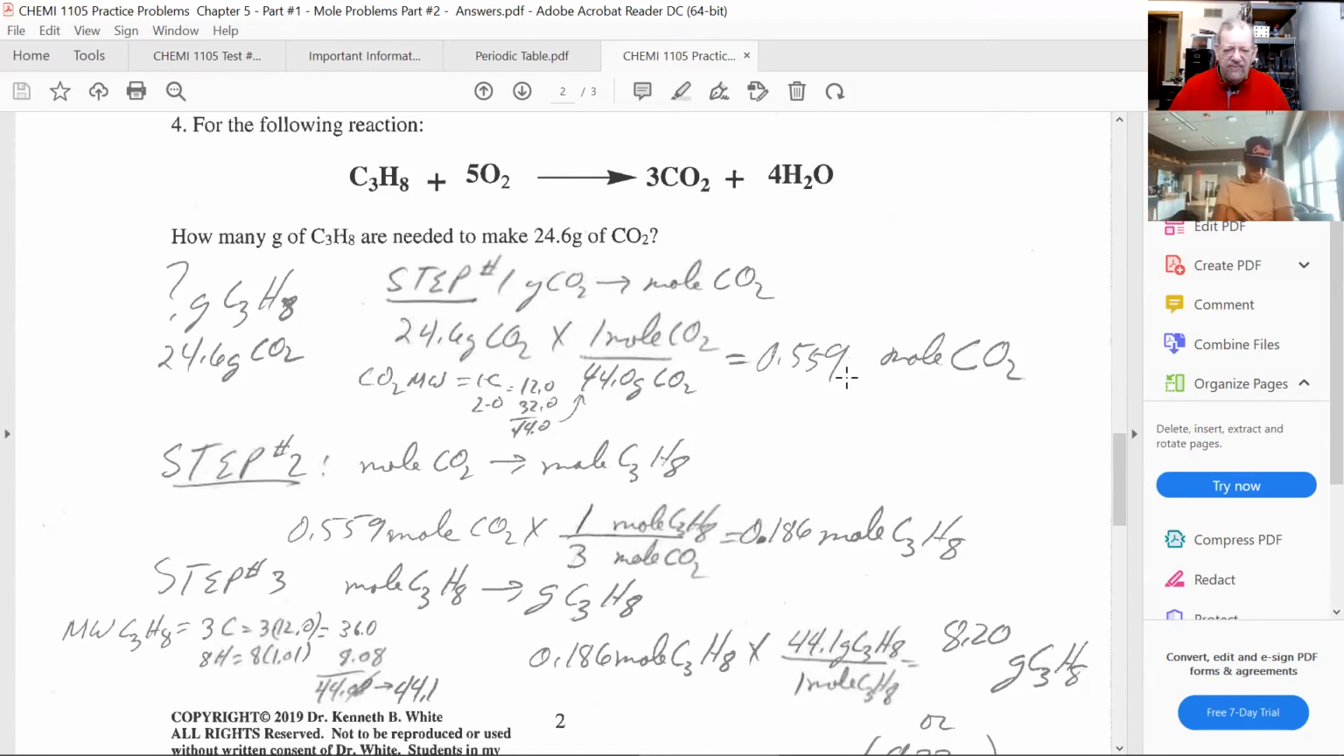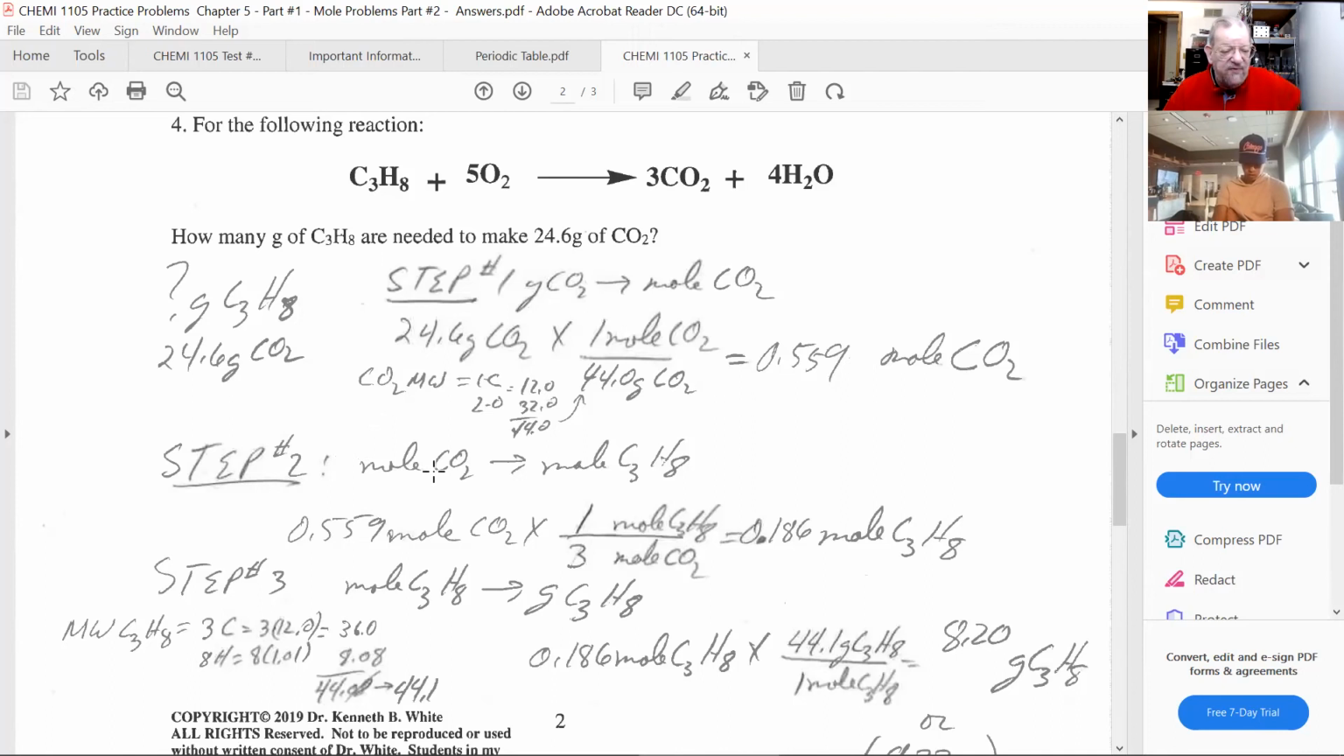Remember, there are two ways of rounding off on a multi-step problem like this. One is at each step, and I am an each step person, or you can do it all at the end. I will calculate both ways for test number 2, and both answers, rounding off each step or at the end, if they're different, will be correct. Well, now I have moles of CO2.